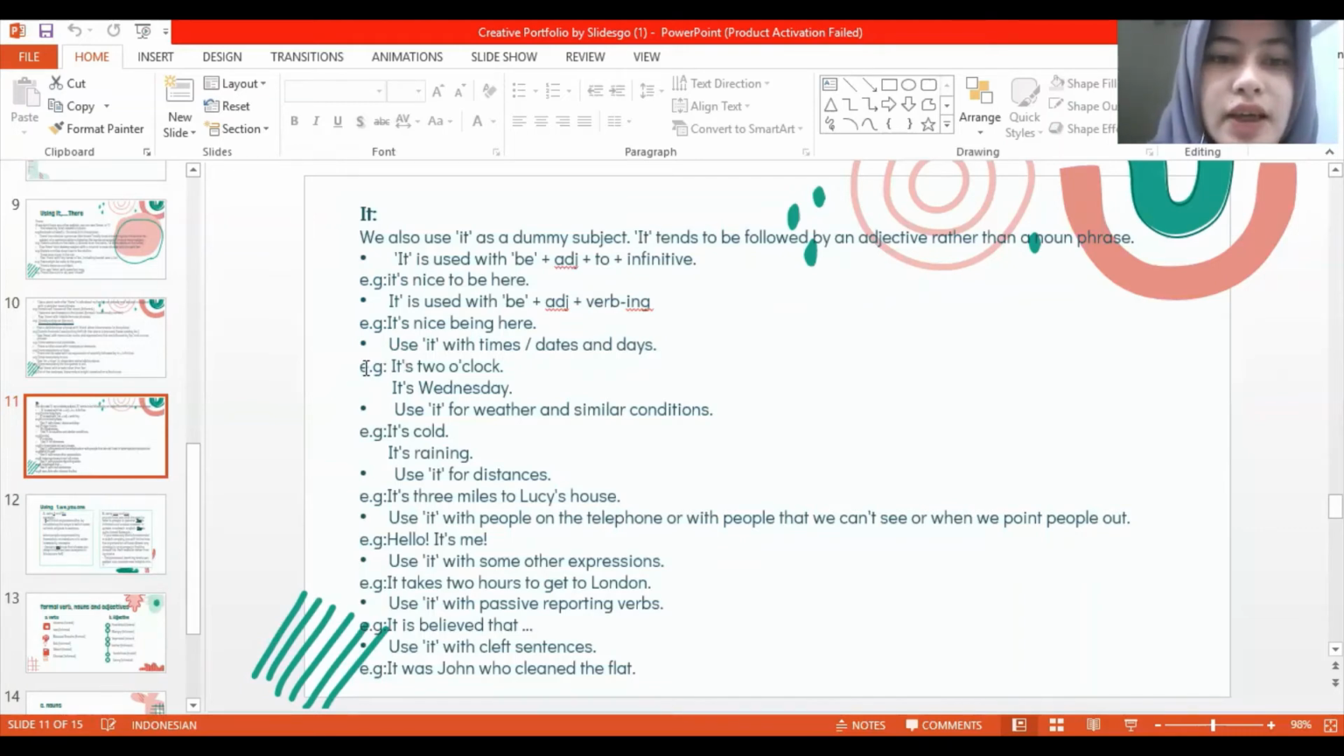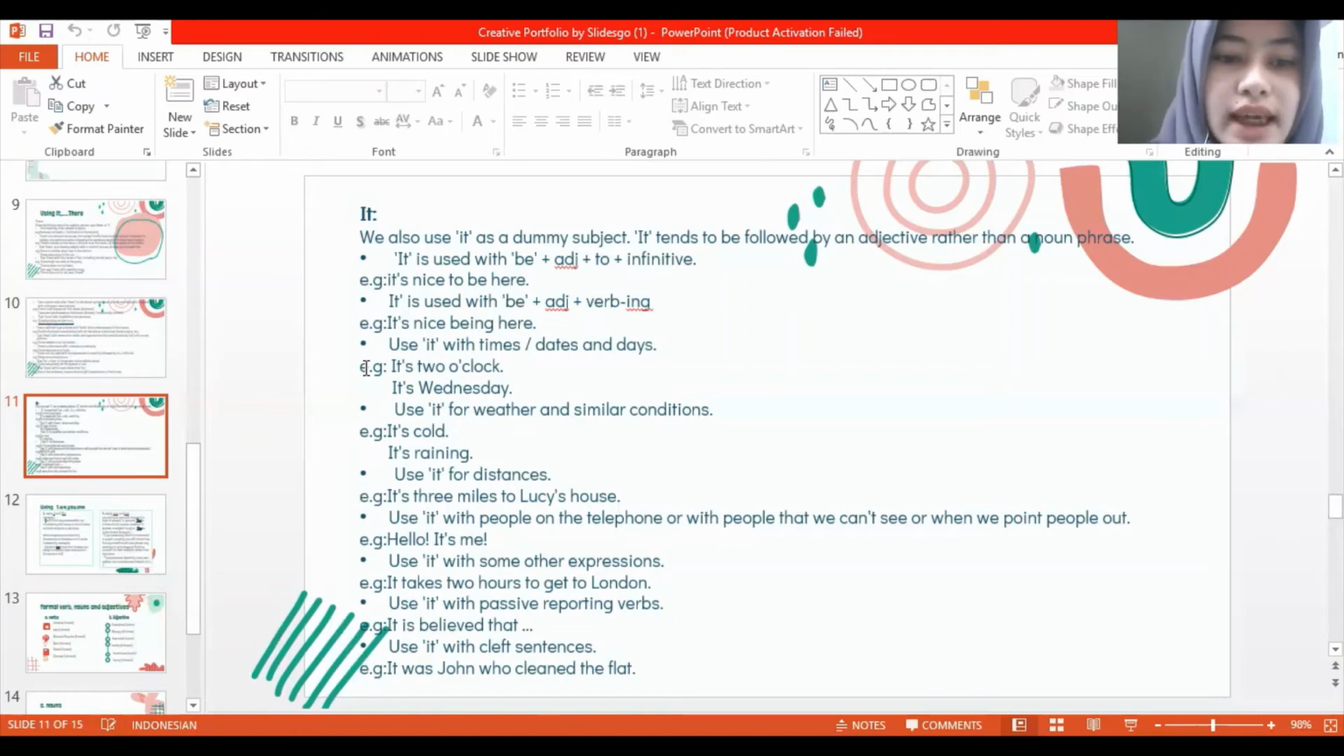Next, use it with times, dates, and days. Example, it is 2 o'clock or it is Wednesday. Next, use it for weather and similar conditions. Example, it is cold or it is raining. Next, use it for distance. Example, it is 3 miles to Lucy's house.